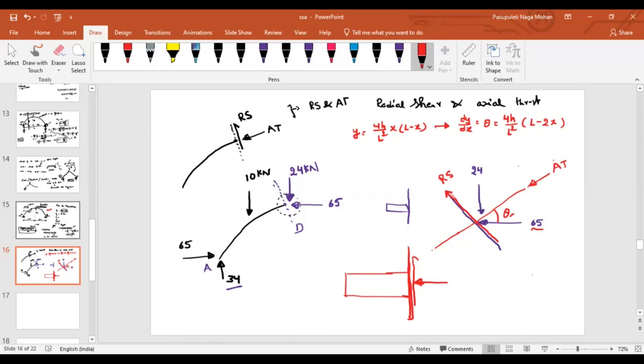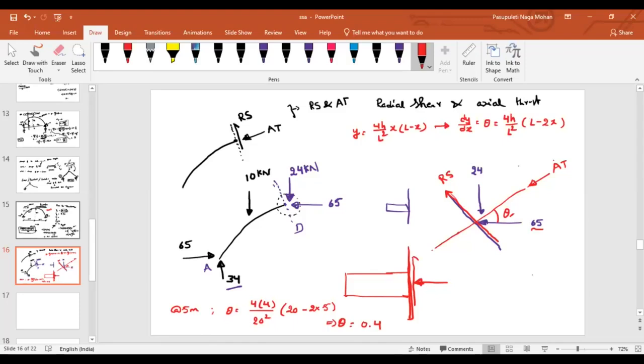At what section are we finding it? We are finding it at 5 meter. That implies what will be your slope? Rise is 4, what is the total length? 20 square, into 20 minus 2 times x. Tell me how much you are getting for this theta value? 0.4. Now tell me, somehow you know the value of theta.